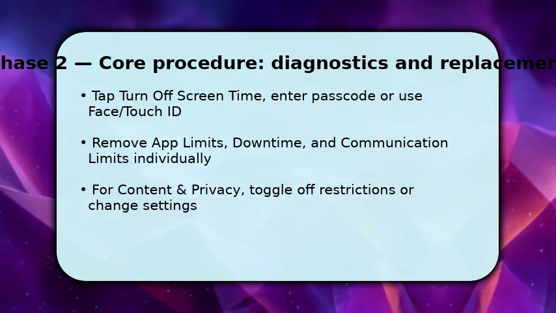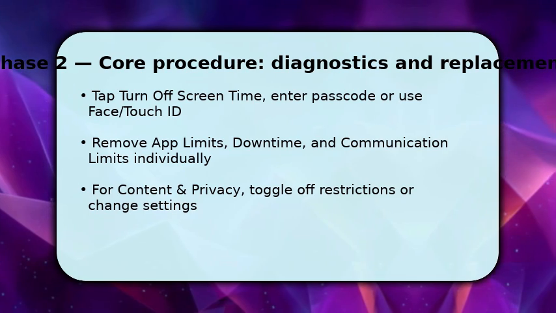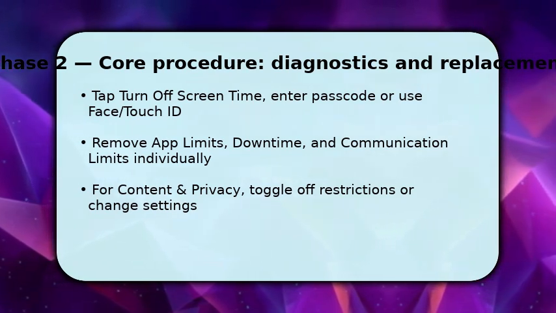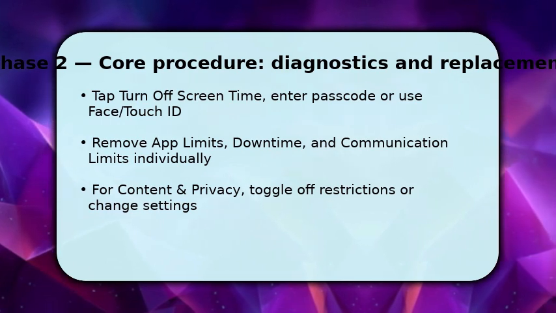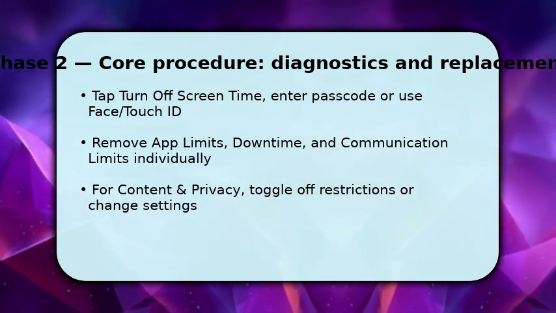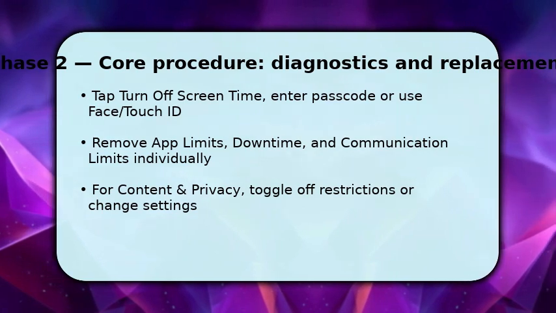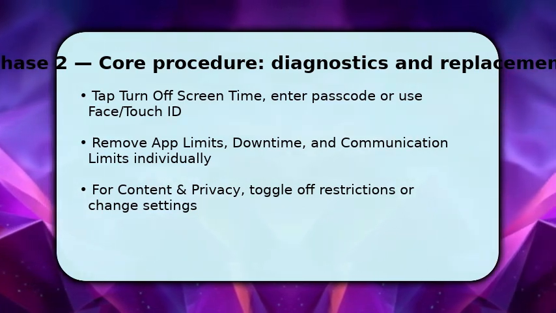In content and privacy restrictions, toggle the switch off to lift all filters or open categories to relax specific rules, web content, purchases, or location. Make changes deliberately because some affect purchases and privacy.